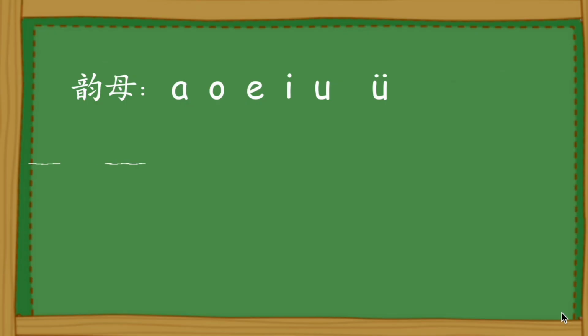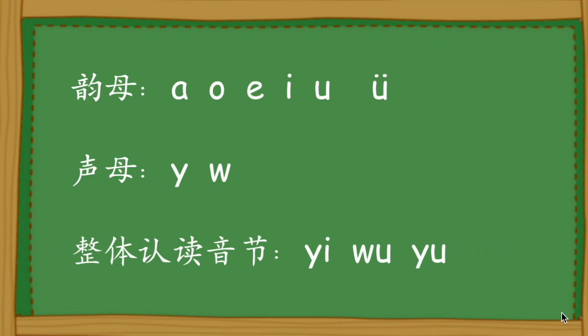Okay, time to review. In lesson 1, we learned 6 simple finals: a, o, e, u, yu. Today, we learned 2 initials, e and u, and 3 whole syllable pinyin, e, u, yu.